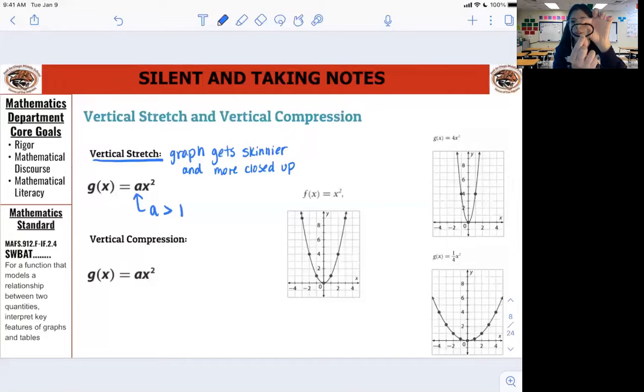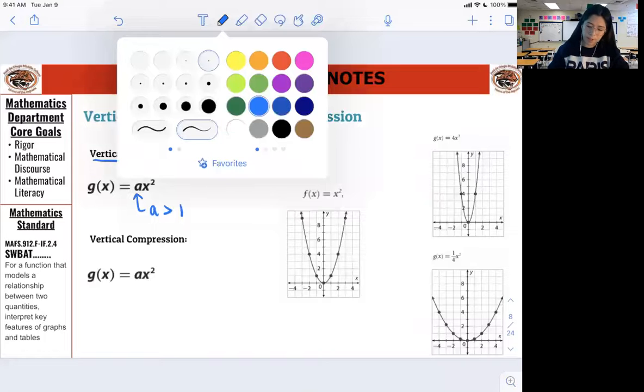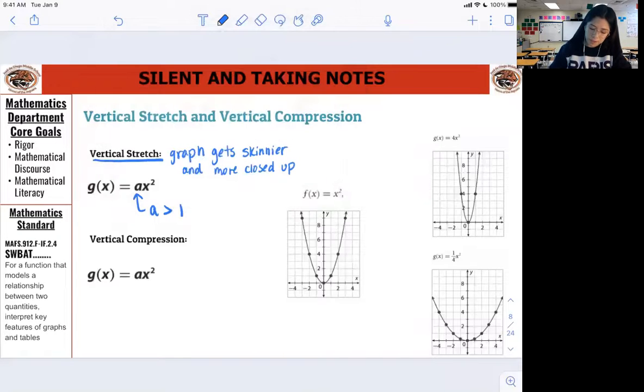All right. So if you're a little confused about why it's a stretch and a compression, think about a rubber band. If I pull on a rubber band, if I stretch it, it gets skinnier. If I press on it, it gets wider. So vertical stretch, graph gets skinnier. So for example, if I go in this direction, that's a vertical stretch.